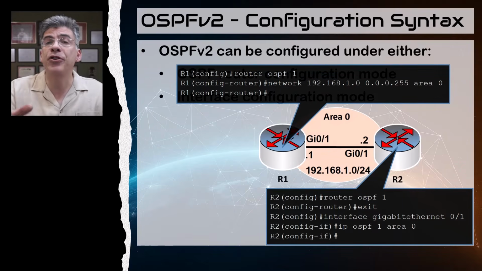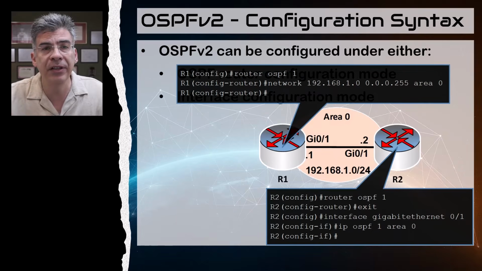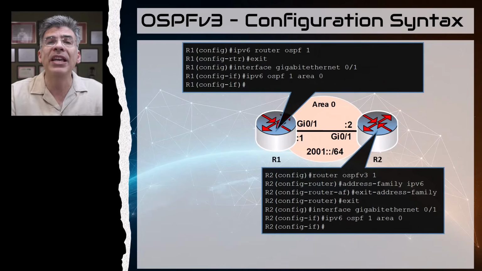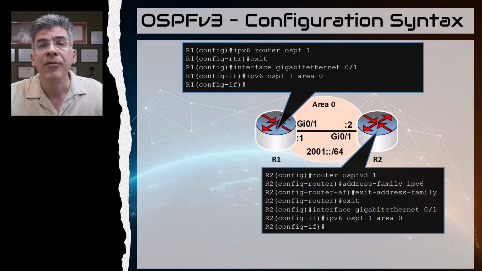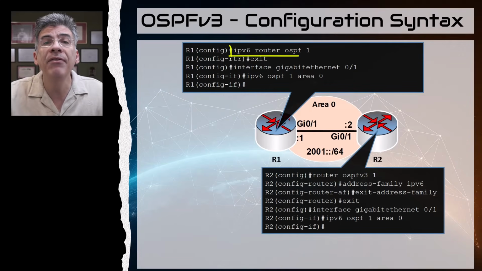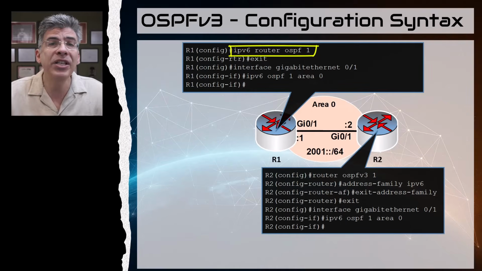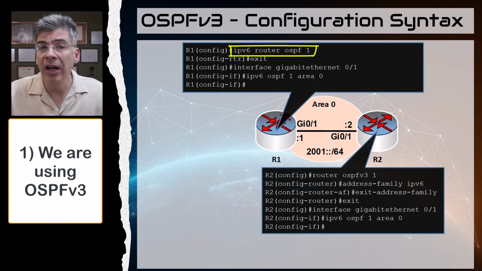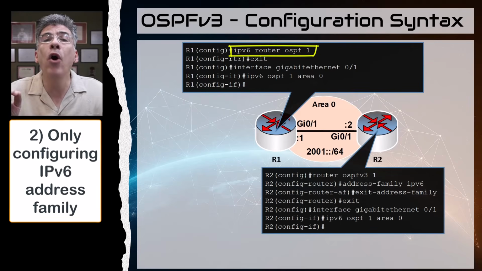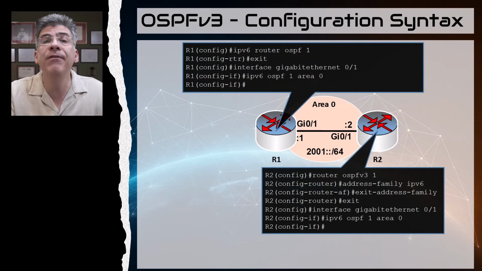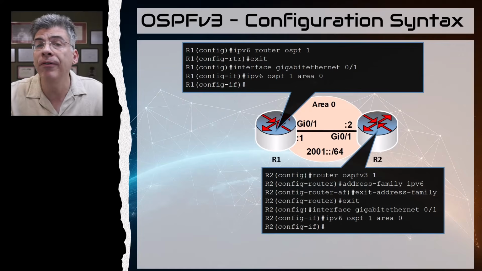Now, OSPF version 3 is configured differently. There are a couple of ways you can employ OSPF version 3. On R1 here, we have the command IPv6 router OSPF 1. By using the IPv6 command here, we are telling the router two things. One, that we are using OSPF version 3, and two, that we are only configuring the IPv6 address family. IPv4 is not enabled at all for OSPF.